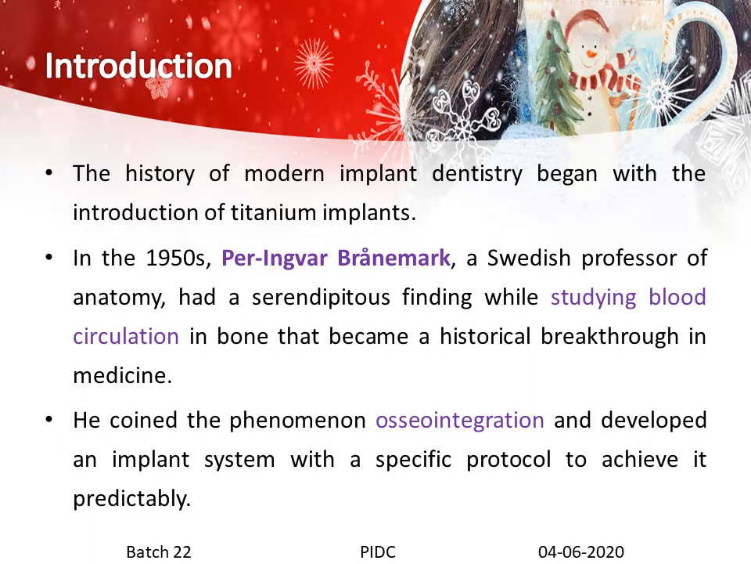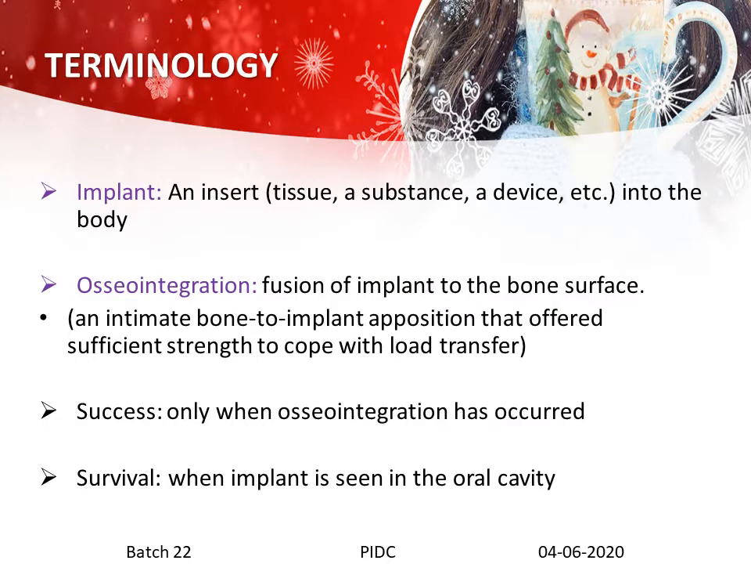To start with, the history of modern implant dentistry began with the introduction of titanium implants. In 1950s, Per Ingvar Brånemark, a Swedish professor of anatomy, had a serendipitous finding while studying blood circulation in the bone that became a historical breakthrough in medicine. He coined the term osseointegration and developed an implant system with a specific protocol to achieve it predictably. Very important in terms of implant placement.